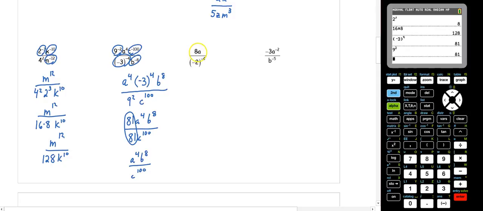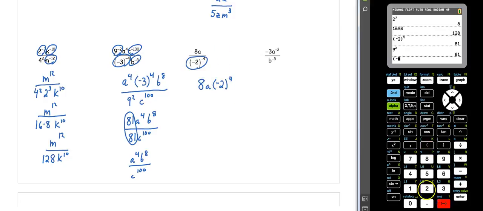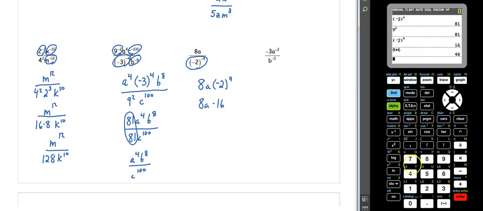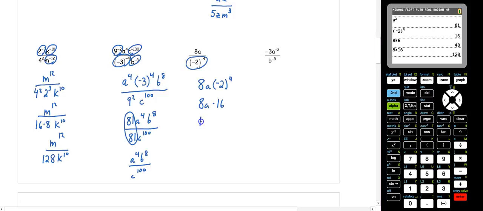Next example, we have 8a over negative 2 in the parentheses to the negative fourth. So this needs to move to our numerator. So we now have 8a times negative 2 to the fourth. So parentheses negative 2 to the fourth is 16. So we have 8a times 16. Well, 8 and 16 are both numbers, so they can multiply together. 8 times 16, which is 128a.